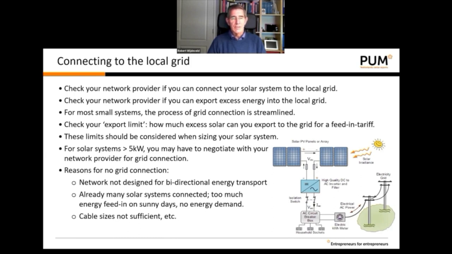Also, a reason for no grid connection is that the cable size is not sufficient. As explained before, the current networks are designed from a power plant with a thick cable, and the cable becomes thinner along the line. If you're at the end of the line and you feed in your solar energy, that can cause problems because the cable sizes are not big enough.